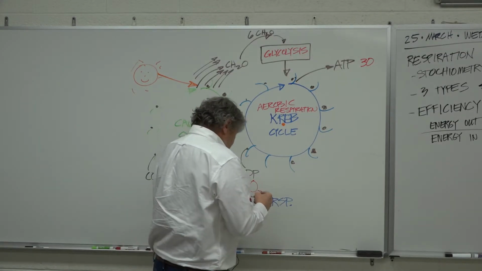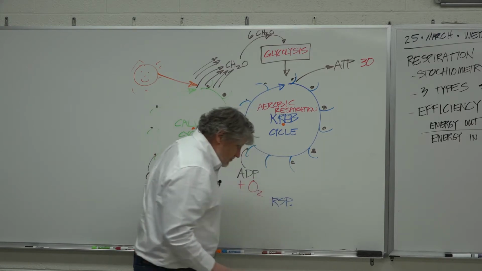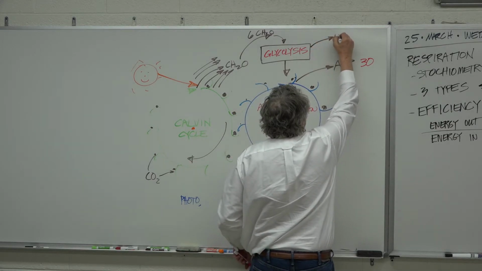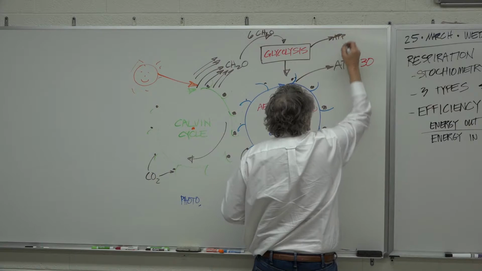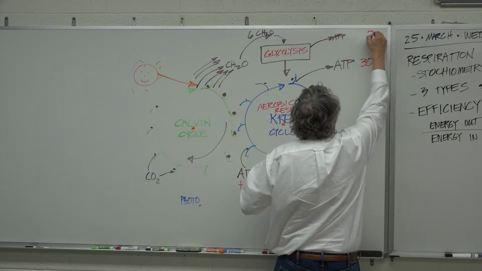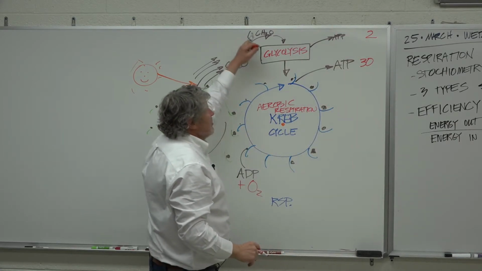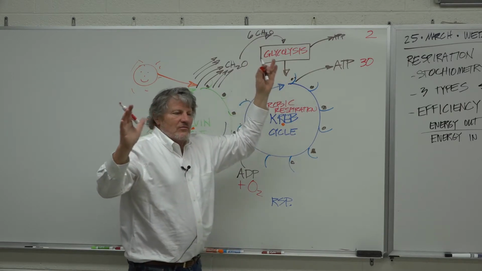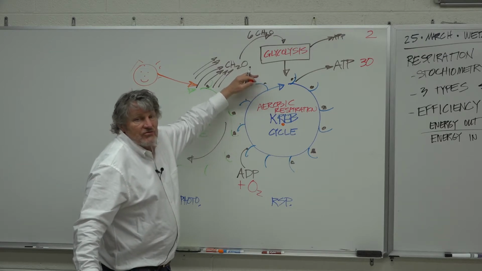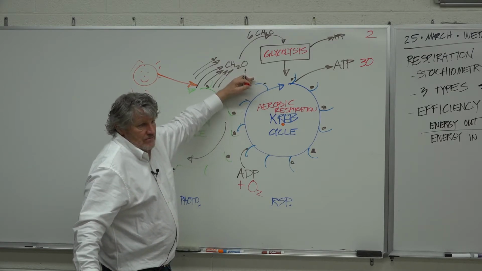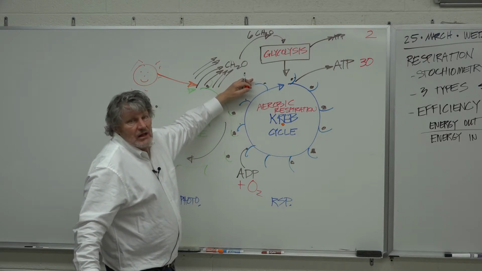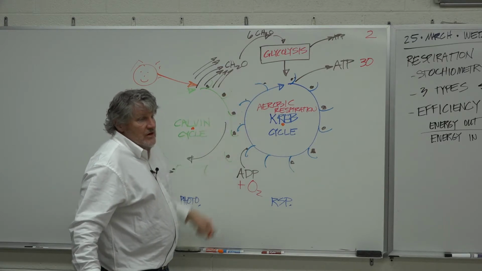The glycolysis, when it is forced to run without any oxygen, makes ATP, 2. Whoa, that's pathetic. It burned up all this carbohydrate and we only got 2 ATPs out of it. So this is horribly inefficient if we have to run this without oxygen, but it still runs. And for lots of organisms, it keeps them alive because it doesn't need oxygen.